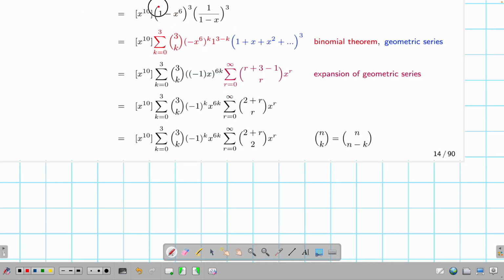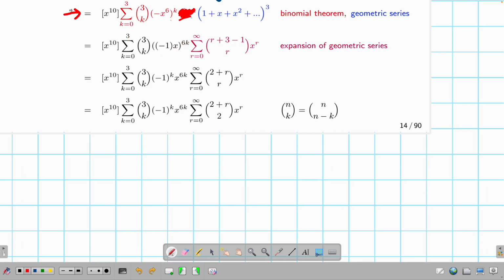Then from here, this bracketed term, the red term, I perform a binomial expansion. So this will be my first term and this will be my second term. And since 1 to any power is 1, I can ignore this guy. Then for this term, I just write it as a geometric series. So this is the geometric series. So now we are here.